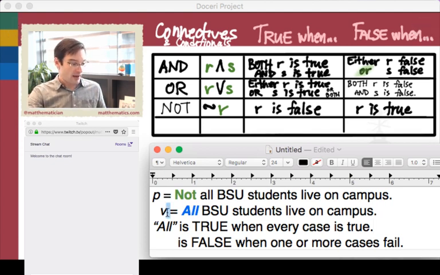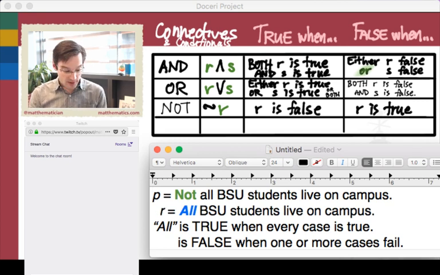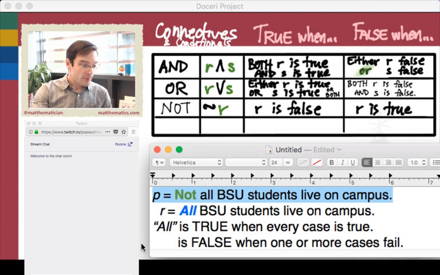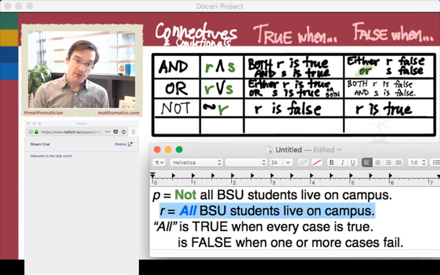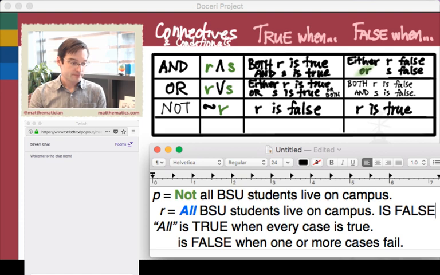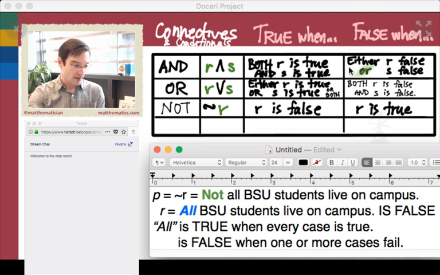But let's look back on this and just assess the truth value of P. Is P a true statement? Well, P is true exactly if R is false. Is it true that all BSU students live on campus? It's not, right? So R in this example is false, and therefore P, which is not R, that statement is true.